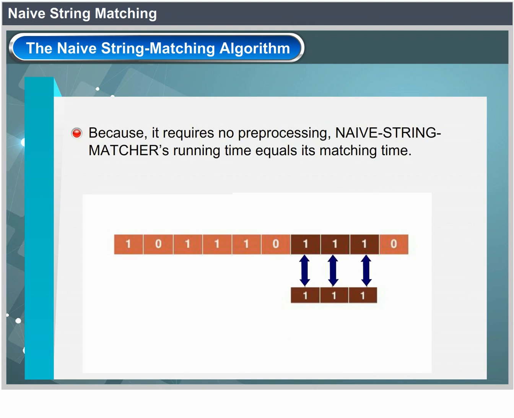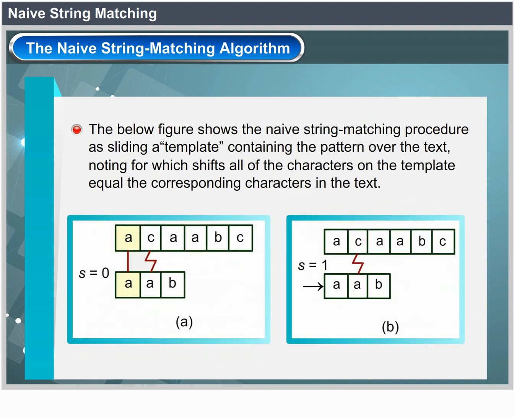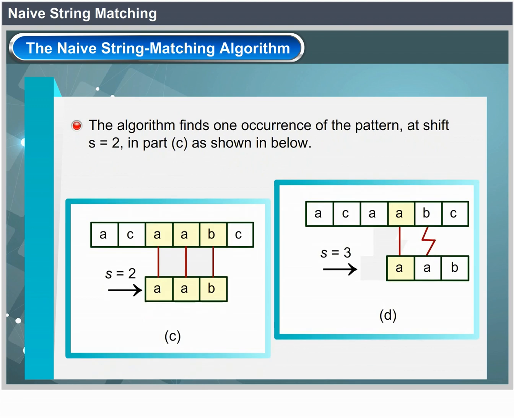The below figure shows the naive string matching procedure as sliding a template containing the pattern over the text, noting for which shifts all of the characters on the template equal the corresponding characters in the text. At shift s equals 0, we find the first letter of the pattern is matched with the text, then check the subsequent letters of the pattern. Here, finding a mismatch at shift s equals 1, so shift our pattern to the right by one letter. The algorithm finds one occurrence of the pattern at shift s equals 2.